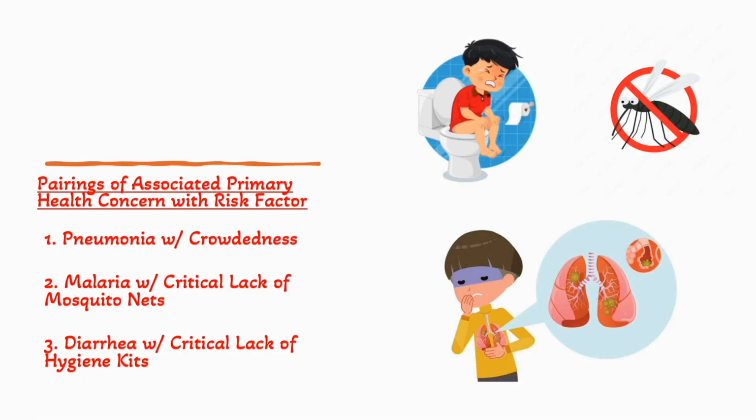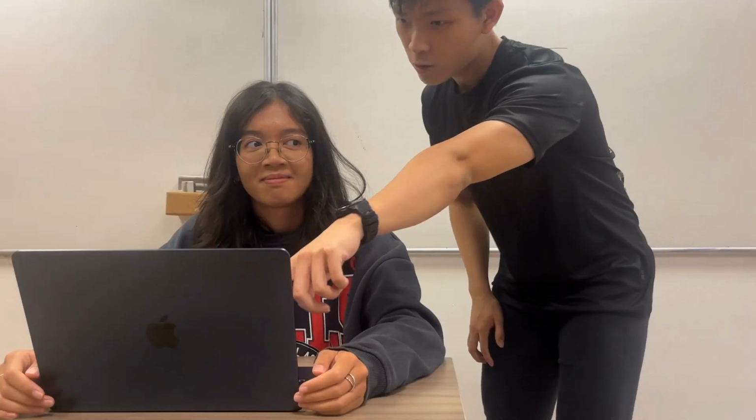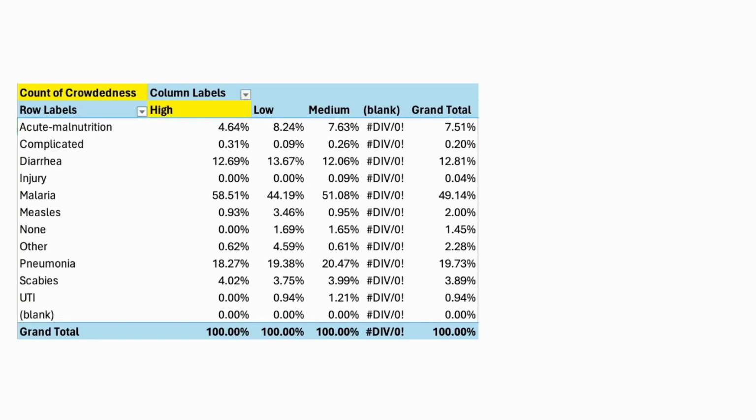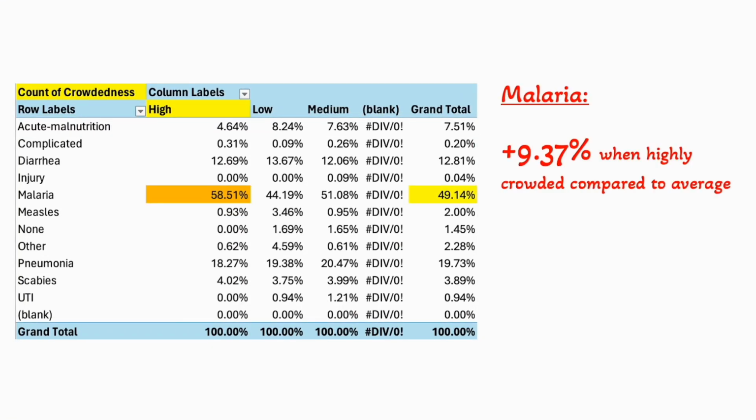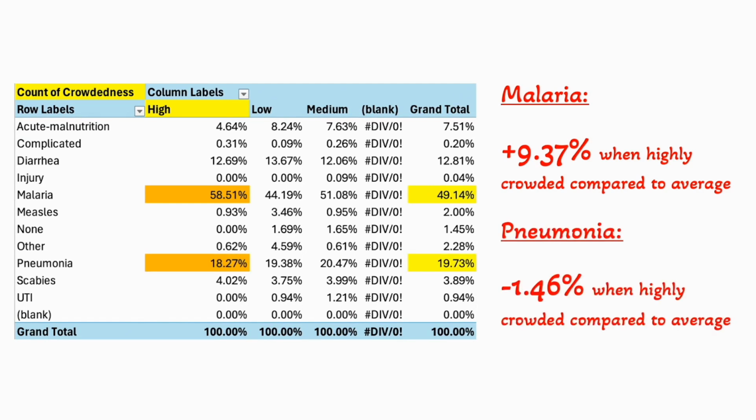We can then do some form of pairing between each primary health concern and the corresponding risk factor. I have a question though. Look at this pivot table here. When the level of crowdedness is deemed high, there is a substantial jump in the proportion of campsites with malaria as the primary health concern. However, contrary to what you said, the proportion of campsites with pneumonia does not seem to change. Are we sure our research is accurate?